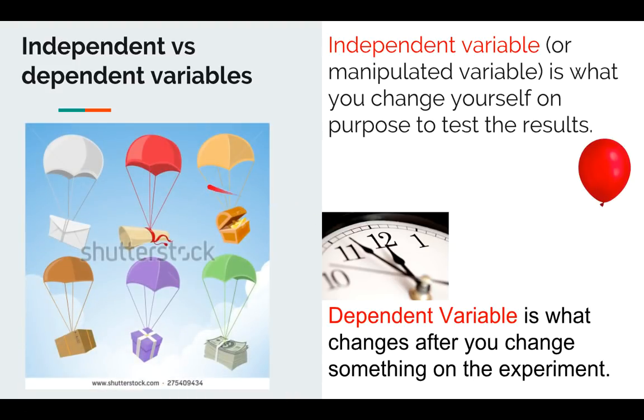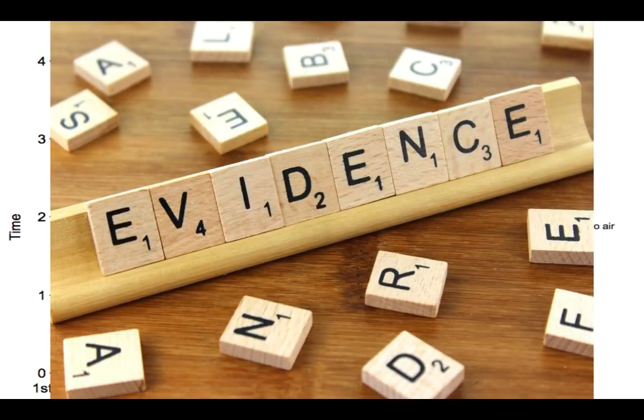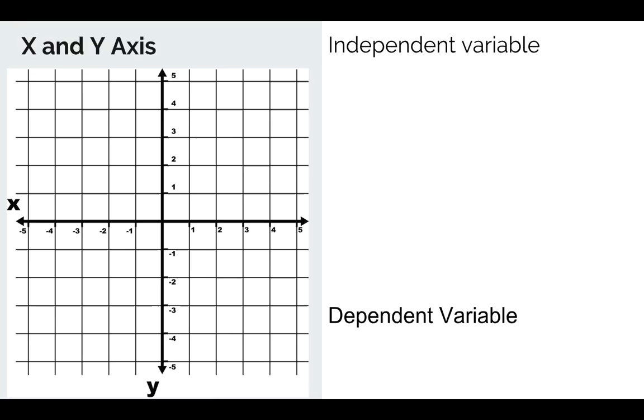So then we'll go ahead and drop it out again and test it out 5 times, and then we'll collect the results. In this case, with air, this was our time, and then with no air, this was our time, okay? So this is my evidence showing you that it's better to have no air in the balloon than having air in the balloon when you do the airdrop supply, okay?